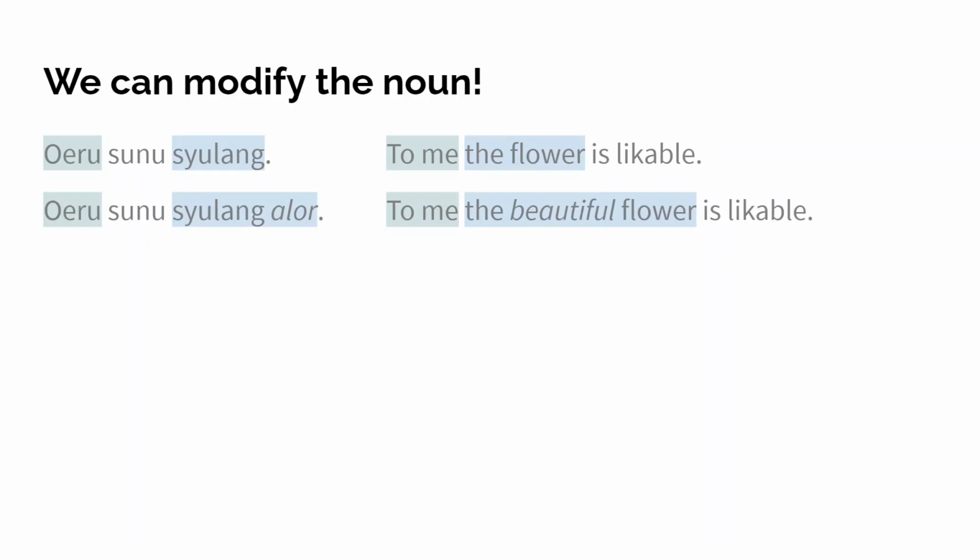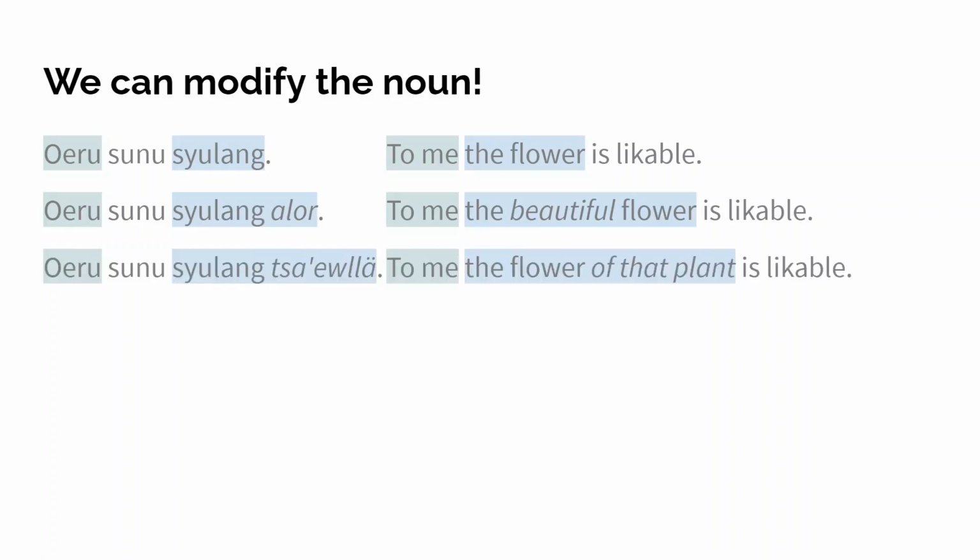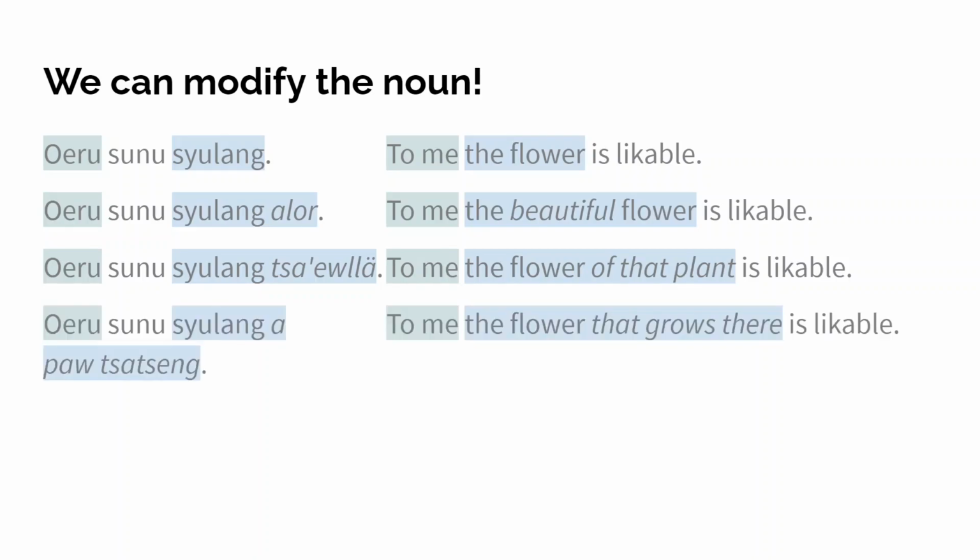Example, weru sunu siulang alor. To me, the beautiful flower is likable. It still fits into the noun slot. Weru sunu siulang tsaewile. To me, the flower of that plant is likable. Or a very big example, weru sunu siulang apau tsatseng. To me, the flower that grows there is likable.